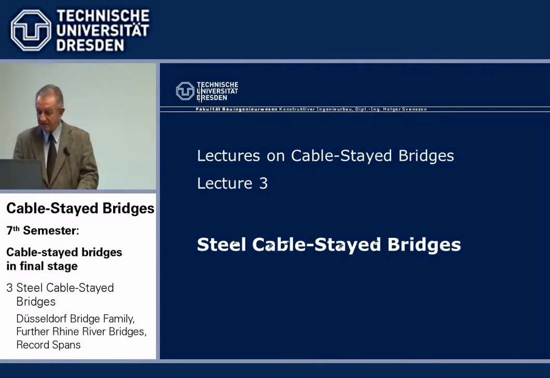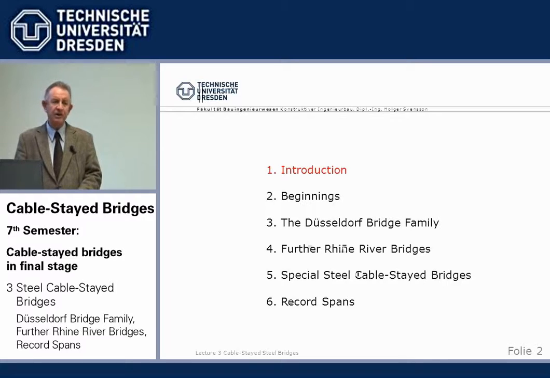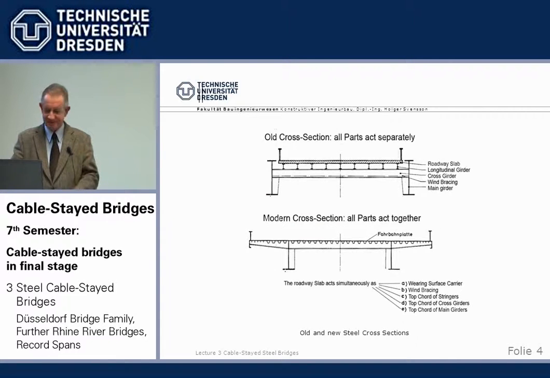As mentioned, we start with cable-stayed steel bridges. Simply, the reason is those were the first cable-stayed bridges. Initially, steel appeared the one and only material, not only for the beam, but also for the towers. That changed later on with more experience. So, after this little introduction, we go into the beginnings of modern steel cable-stayed bridges.